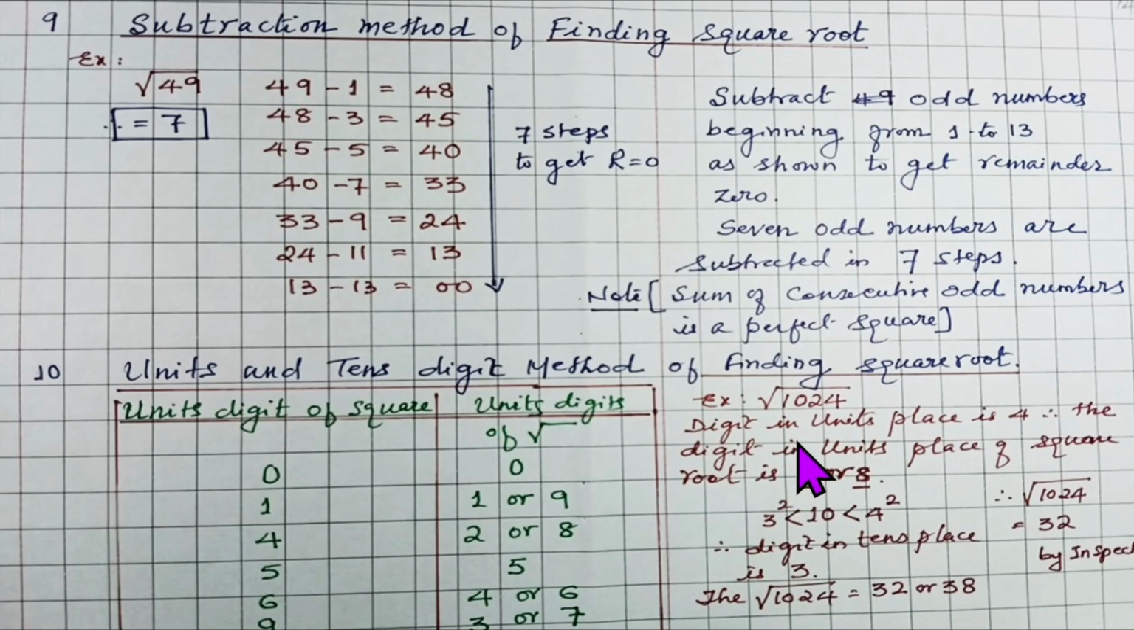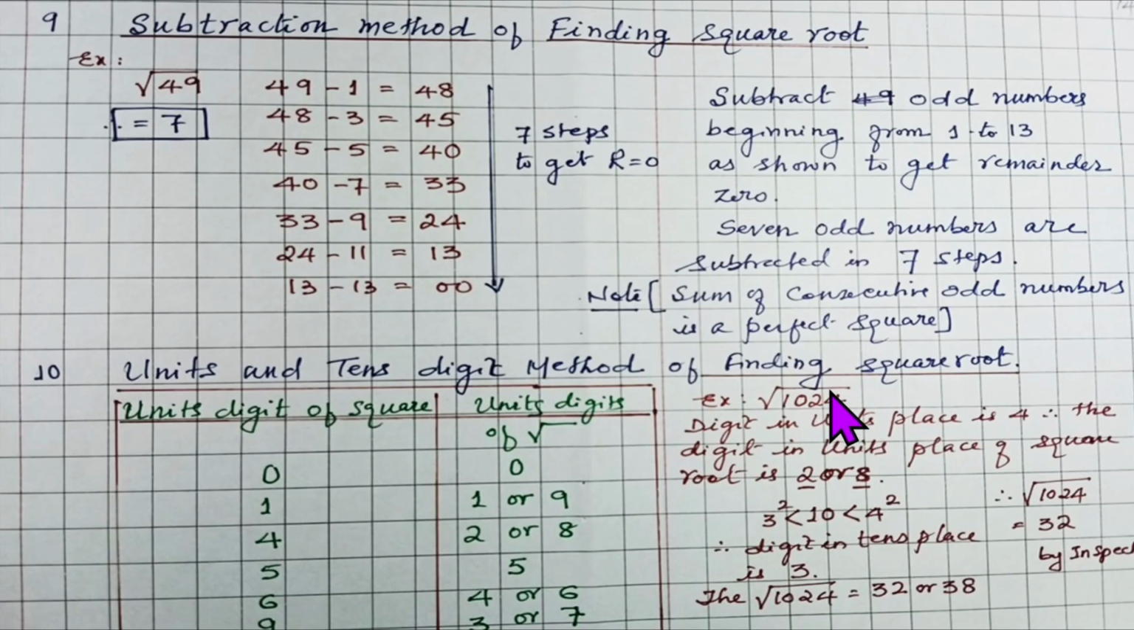Now coming to the next very important point, you have to find the square root of 1024. The digit in the units place is 4. Take the first pair here: 10 is one pair, 24 is another pair. Take the first pair, 24. The digit in the units place is 4. If the digit in the units place is 4, then the digit in the units place of the square root will be 2 or 8.